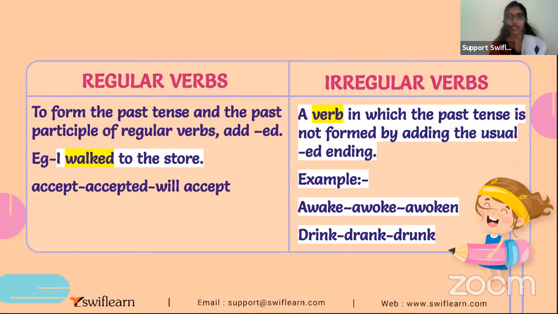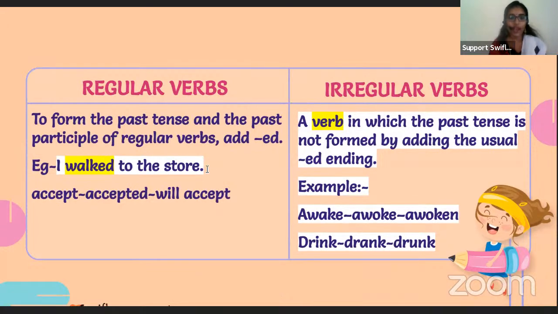When we add ed to the verb, that is called a regular verb. So here we have accept, and we have added ed to make accepted, the past tense, and will accept will be there in the future. Let me tell you another example: play.